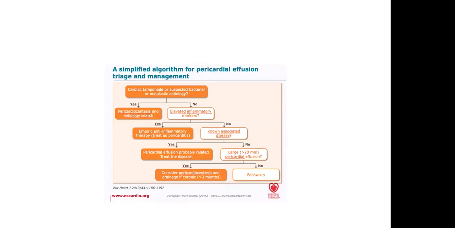So this is just a little algorithm for pericardial effusion. If the patient has cardiac tamponade physiology or suspected bacterial or neoplastic etiology, and the answer is yes, a pericardiocentesis will be required to relieve the pericardium of excessive fluid causing collapse of the ventricle and the atrium, as the case may be. But on the other side, check out for elevated inflammatory markers. Okay. So for those who have inflammatory markers, the ESR, the CRP.